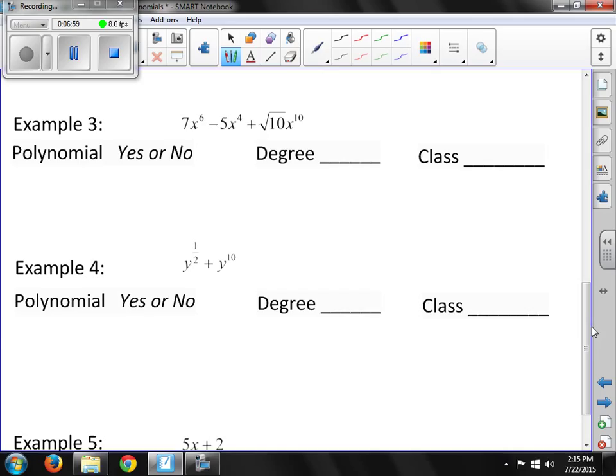Let's look at example 3. Is it a polynomial? Let's see. All of the exponents are whole numbers. There's not any that are negatives. There's not any that are fractions. And there are no variables in the denominator. Yes, this is a polynomial. And the highest exponent is a 10. So it is degree 10. It has 3 terms. So it is classified as a trinomial.